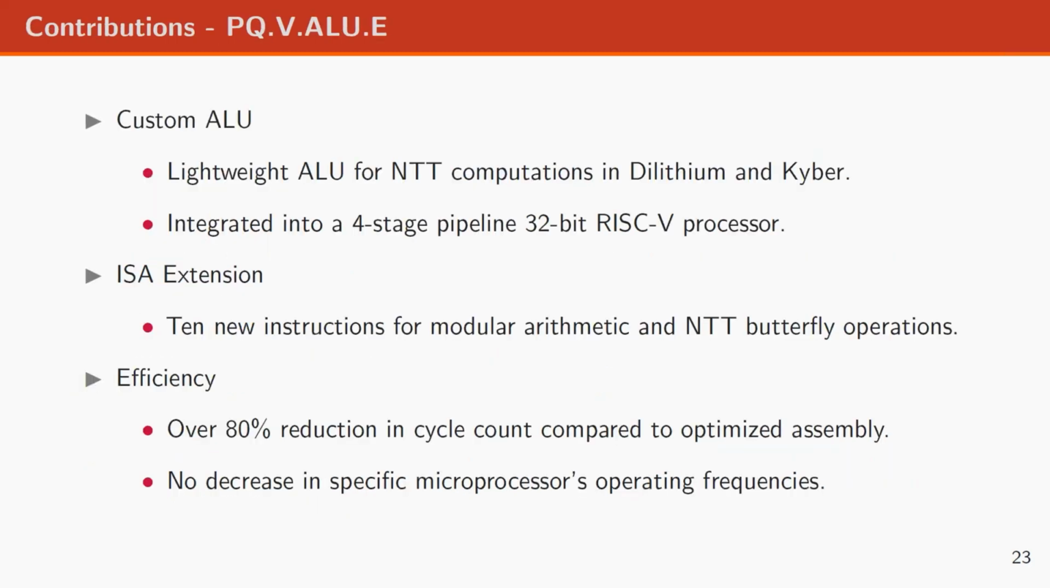So, to sum it up, we managed to build a custom ALU that is really lightweight, that supports NTT computations for Dilithium and Kyber, and we integrated it in a 4-stage pipeline RISC-V processor. We created 10 new instructions for modular arithmetic and NTT butterfly operations, and we managed to have over 80% reduction in cycles without altering the clock of the processor for specific frequencies. And that's it. Thank you.